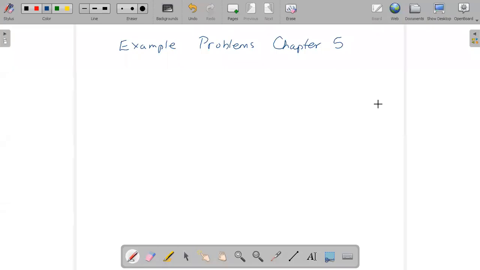Hello, everybody. This is Chapter 5, Selected Example Problems. And let's start. 5.1 is where we'll start.